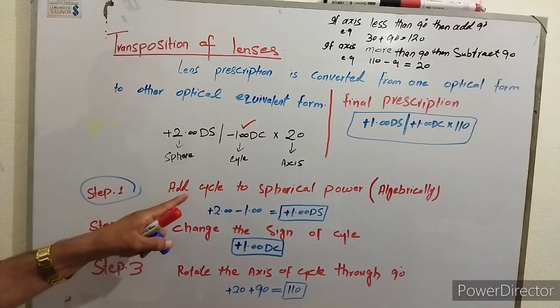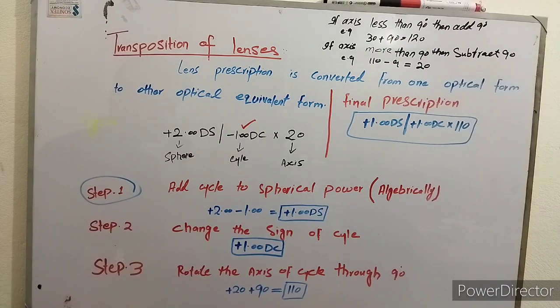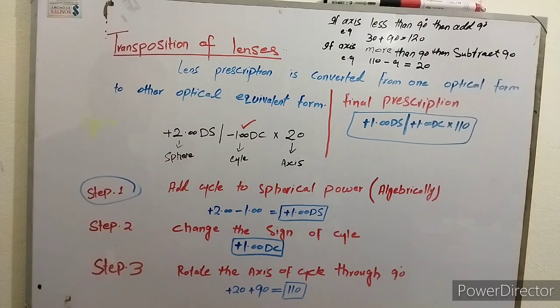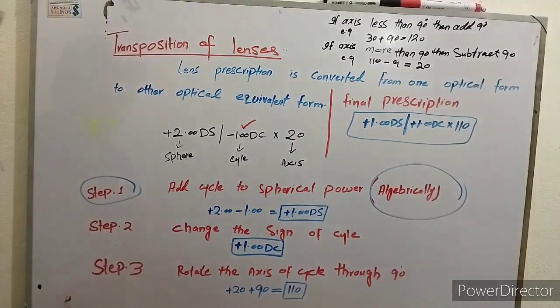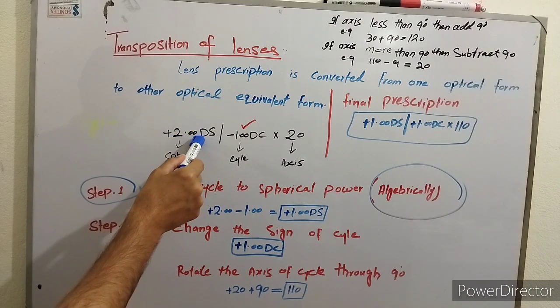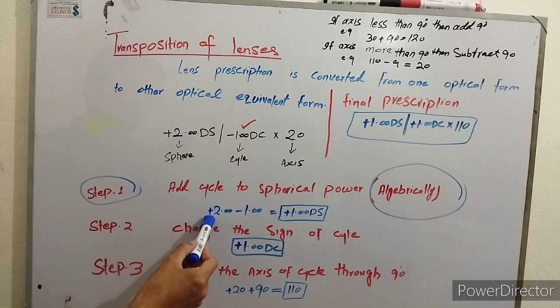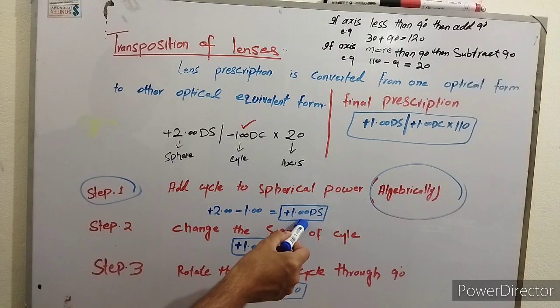add the cylinder with spherical power. We add our cylindrical power to spherical power. Always remember this point: this addition will be algebraic. Now +2 diopter sphere is our sphere, -1 is our cylinder. Here you can see +2 -1, so our sphere will be +1 diopter sphere.